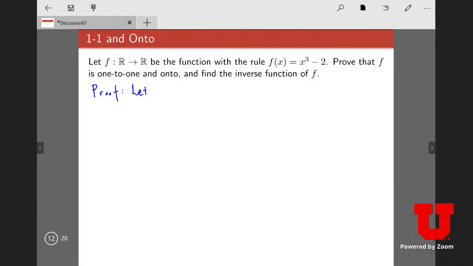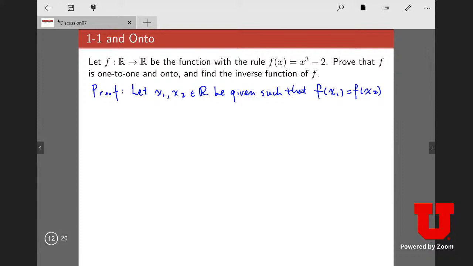So let x1, x2 in R be given such that f of x1 is equal to f of x2. And then what you want to show is that x1 is always x2, x1 is equal to x2. That's a one-to-one function.